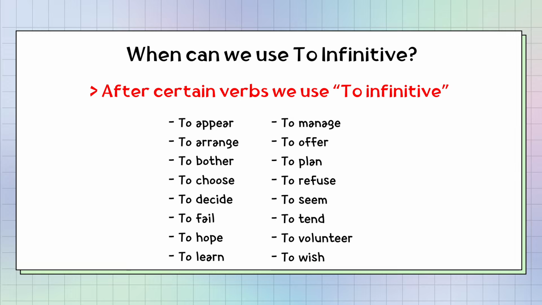The next thing that we have to know is when we can use to infinitive. So after certain verbs, we use to infinitive. Like to appear, to arrange, to bother, to choose, to decide, to fail, to hope, to learn, to manage, to offer, to plan, to refuse, to send, to tend, to volunteer, to wish.